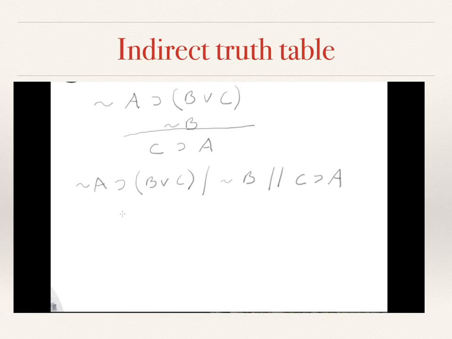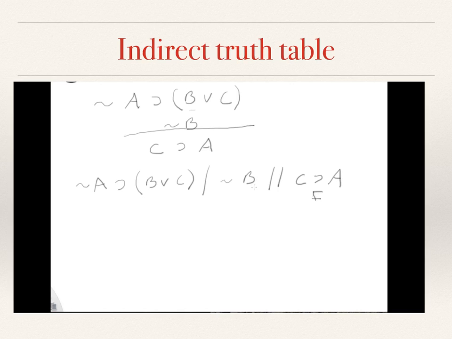We're going to do an indirect truth table now. So what we have here is this proof: not A implies B or C, not B, and the conclusion is C implies A. So we put this all on one line, like we learned a few slides ago, and we're going to use the indirect truth table method. So what that implies is that we assume that the conclusion is false. Okay, so we have a false conclusion, and the premises must be true.